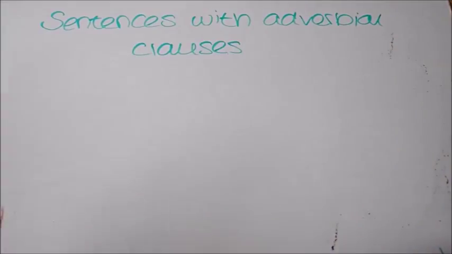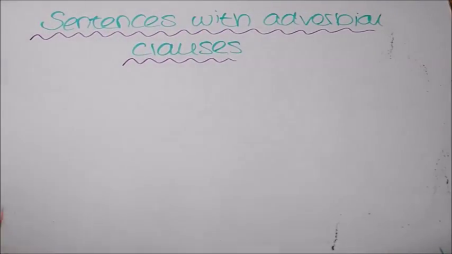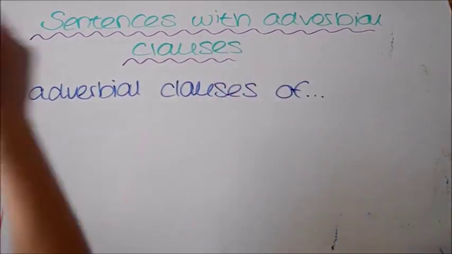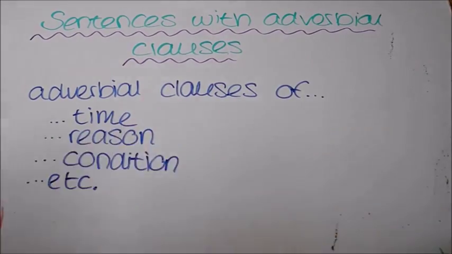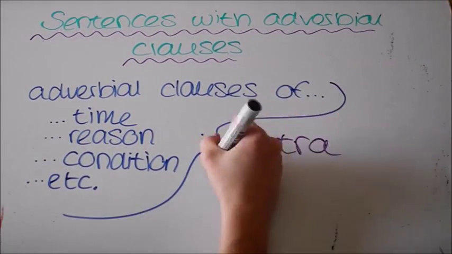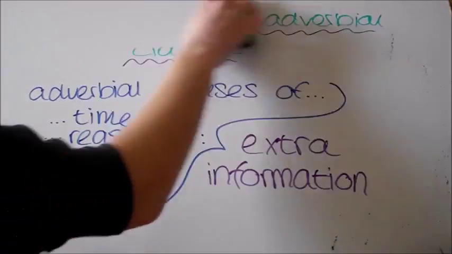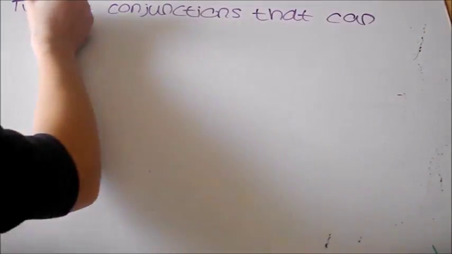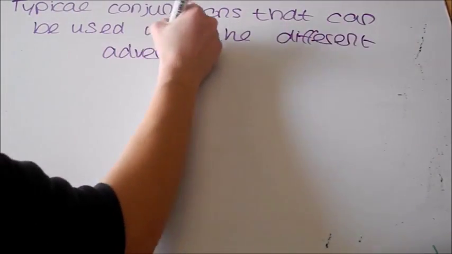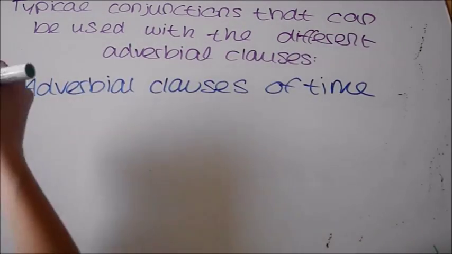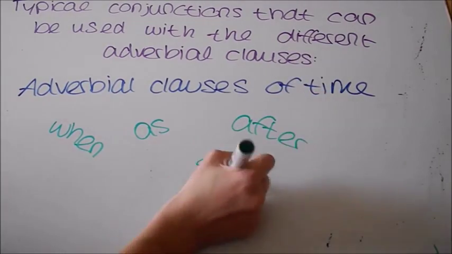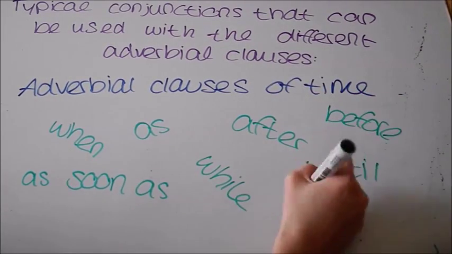Now we talk about sentences with adverbial clauses. Adverbial clauses of time, reasons, conditional, etc. They all add extra information to what is said in the main clause. Typical conjunctions can be used with different adverbial clauses. Adverbial clauses of time: when, as, after, while, as soon as, before, until, since.